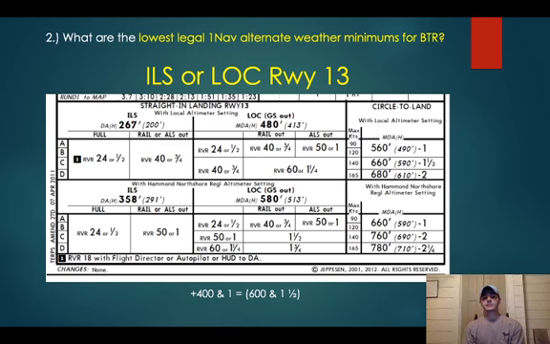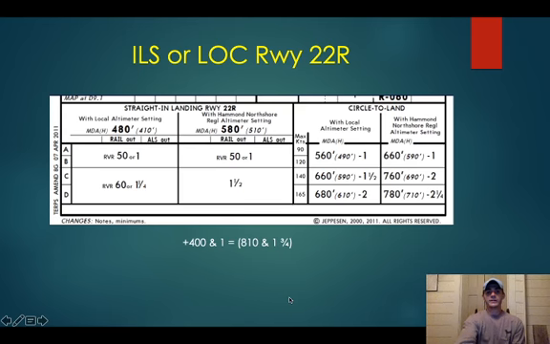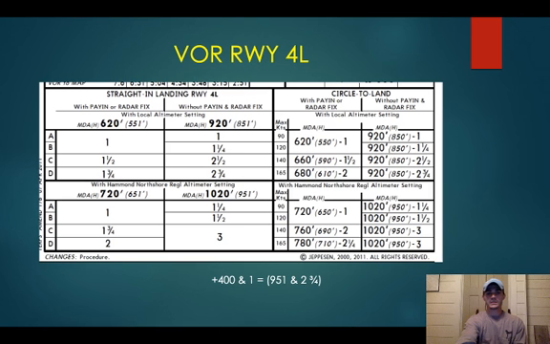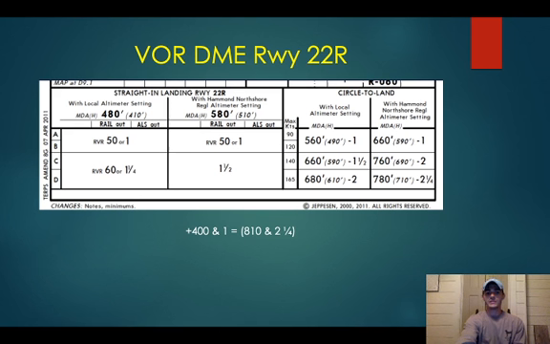Question 2 says, what are the lowest legal 1nav alternate weather minimums for Baton Rouge? We're going to start here with the ILS localizer runway 13. For the 1nav method, we're adding 400 feet to the ceiling and 1 mile to the visibility. So for this one, we've got 600 and 1.5. For the ILS localizer runway 22 right, we have 810 and 1 3/4. VOR runway 4 left, we have 951 and 2 3/4. And the VOR DME 22 right, we have 810 and 2 1/4.